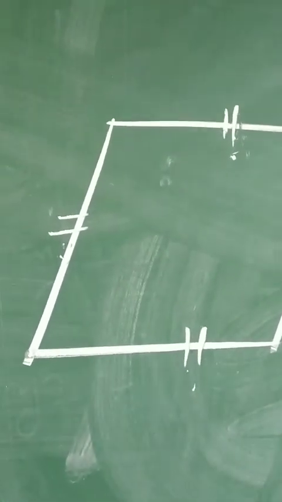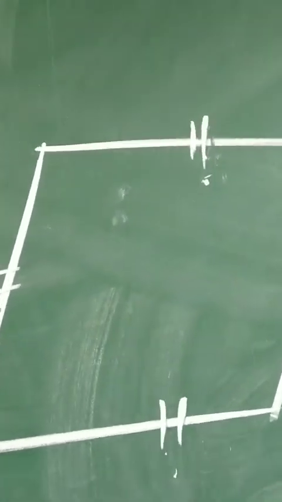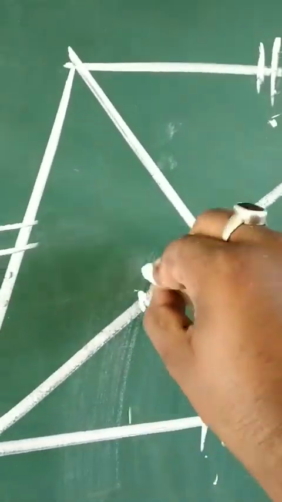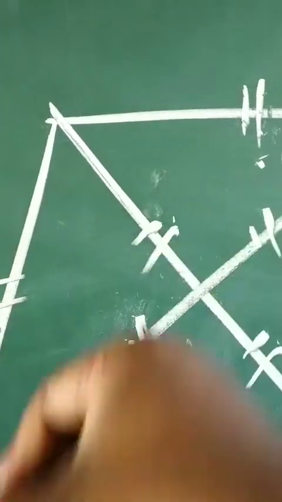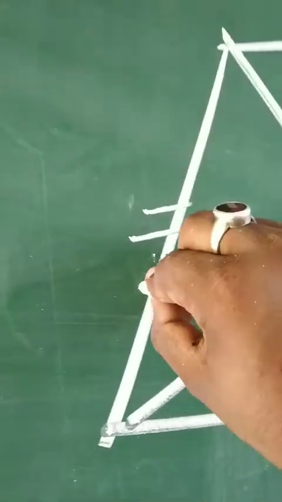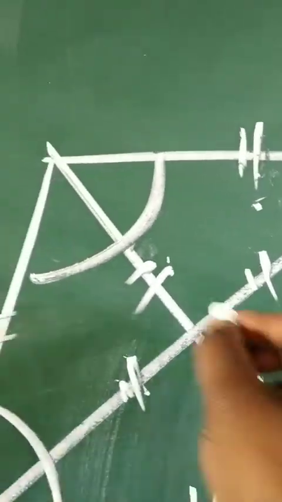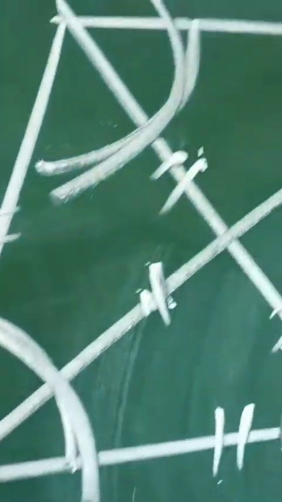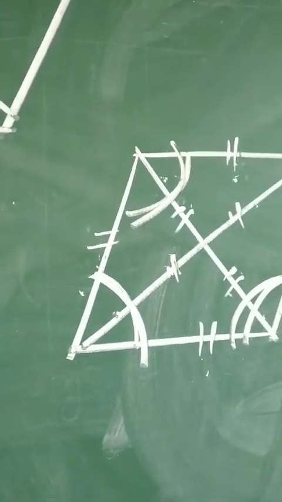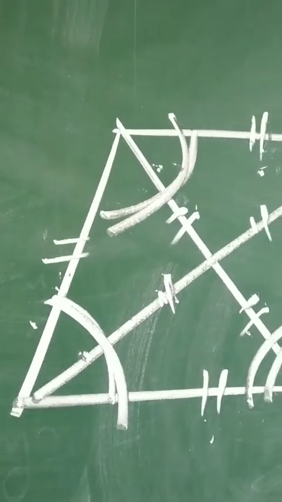More concepts belong to the parallelogram category, like the diagonals of a parallelogram bisect each other. That means this part and this part are equal, and this part and this part are equal. They bisect each other, and opposite angles are of equal measure. Suppose this angle, its opposite angle is this one, and this one's opposite angle is this one. These opposite angles are of equal measure. More categories are there. So as of now, we understood what a parallelogram is.